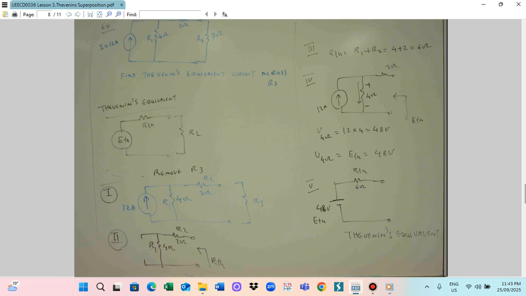So this is the current source. Current source 12 ampere is supplying the resistors 4 ohm, 2 ohm, and R3 7 ohm. So R3 is the terminal. We want to find the Thevenin equivalent circuit across R3.